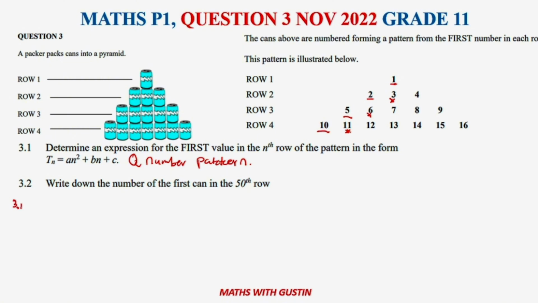3.1, let me just write it down. What is our pattern? It is 1, 2, 5 and 10. So 2 minus 1 is going to be 1, 5 minus 2 is going to give us 3, and 10 minus 5 is going to give us 5. Then you come here and say 5 minus 3 is going to give us 2, and 3 minus 1 is 2. There you go. With that, they are requiring us to find the nth term.